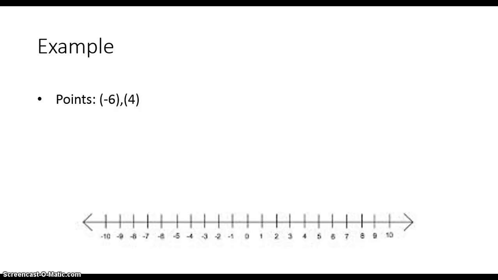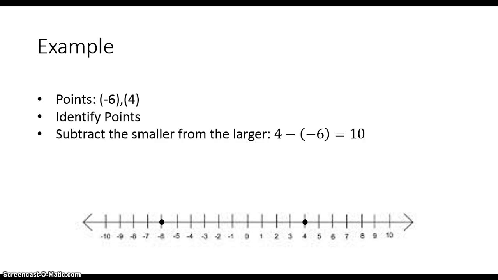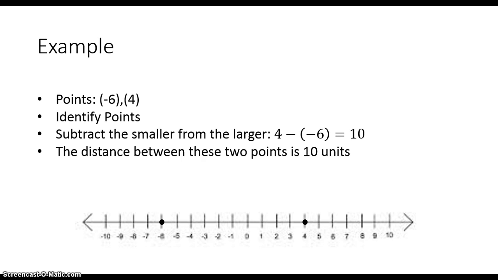Let's go to an example. If I have points -6 and 4, identifying these points is pretty easy. I have given them to you. So next, let's place them on the number line. Then we subtract the smaller from the larger. So we subtract -6 from 4, and we get the result of 10. So the distance between these 2 points is 10 units. I have units there right now because I need to call them something, but I don't have a problem to reference from where to get these units or what 10 represents right now.